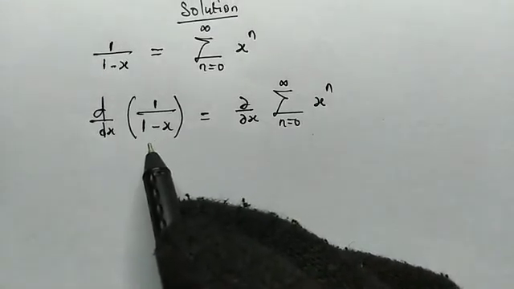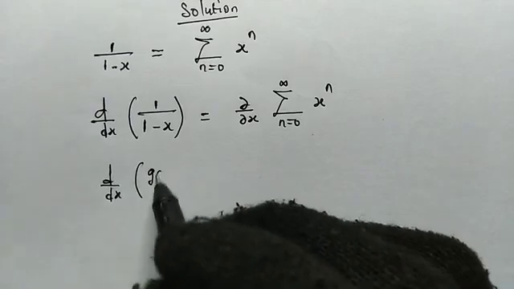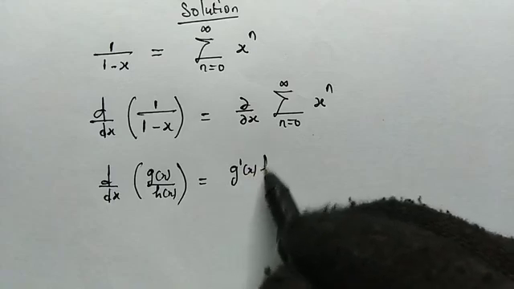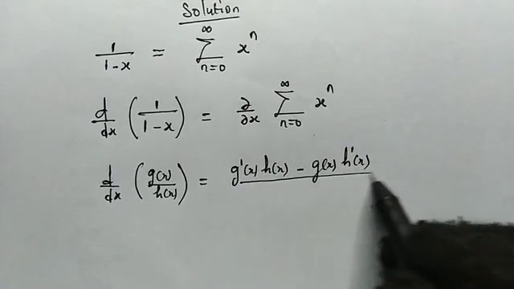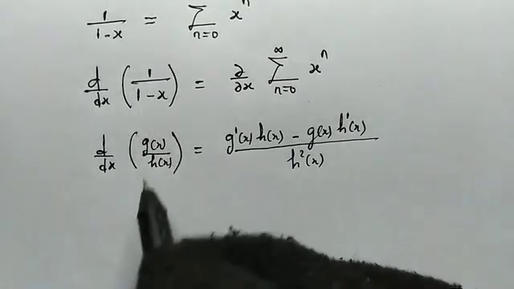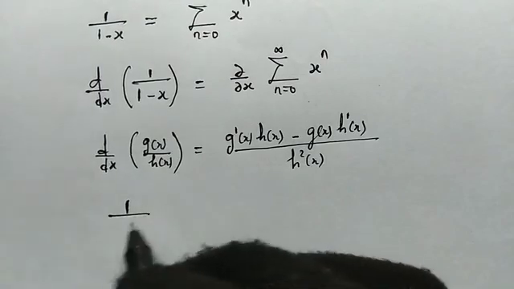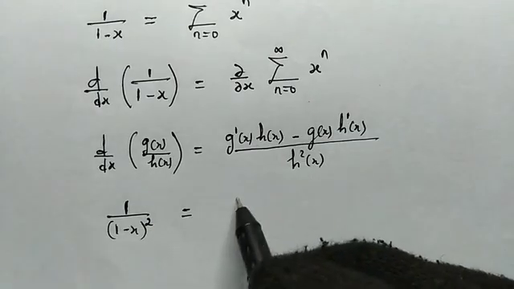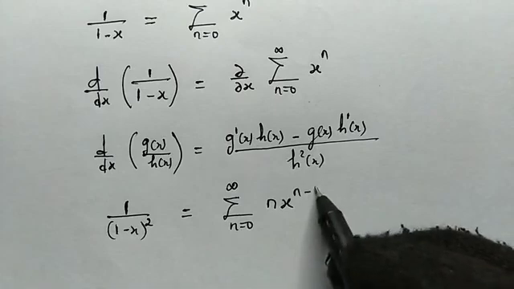Now here we're going to make use of the quotient rule, right? Remember that the d dx of g of x divided by h of x equals g prime of x multiplied by h of x minus g of x multiplied by h prime of x, then divided by h of x squared, right? Okay, now from the left, when you find the derivative of 1 divided by 1 minus x, we're going to have 1 divided by (1 minus x) squared, and this equals the derivative with respect to x, that's going to be the sum from 0 to infinity of the power, which is n, multiplied by x raised to the power of the power minus 1, right?